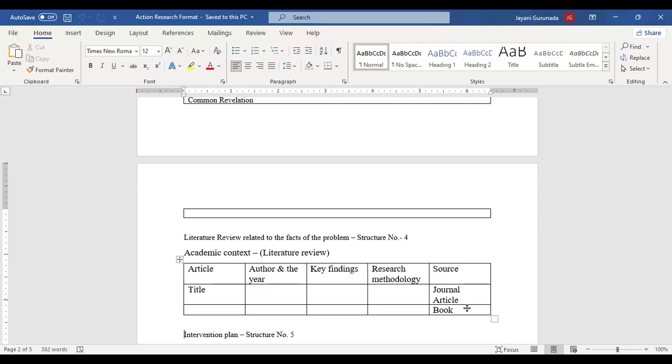Yes, ma'am. Okay, now I'll give you 15 minutes. If you cannot find 5, at least 2 or 3 articles, we quickly finish. You need to find article, author and the year, key findings. This is very, very important. Key findings, research methodology. What is the methodology and the source? Mafasa, Rusaina, can you do it? Quickly now.